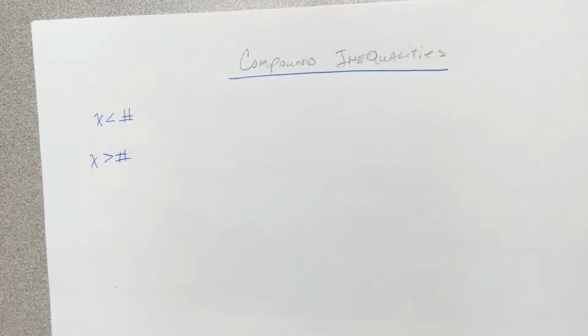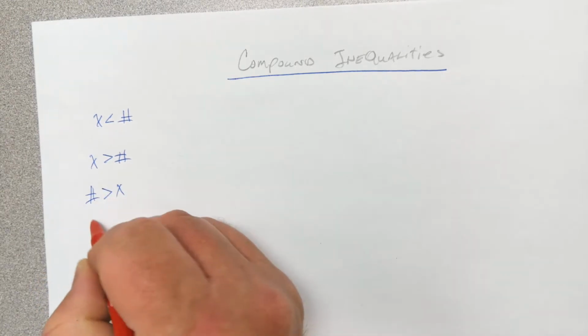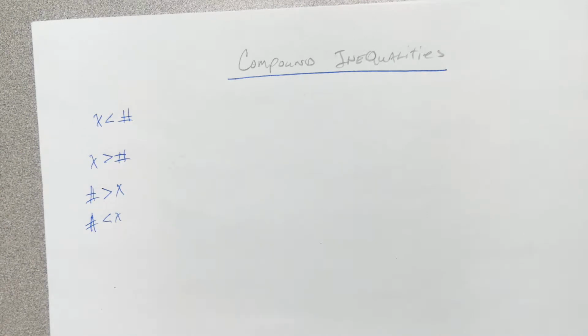For these, it doesn't really matter if the number is on the left or the number is on the right. It doesn't matter. They're all the same. You just have to read it. Compound inequalities are a little different.